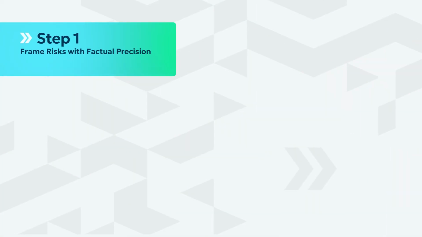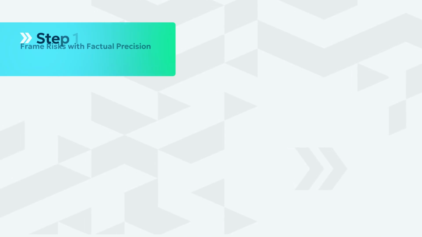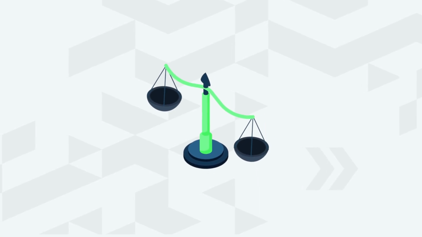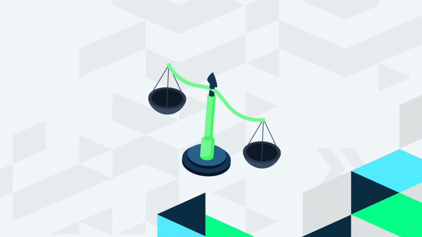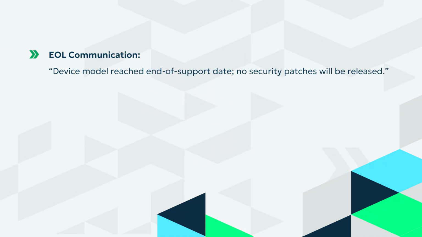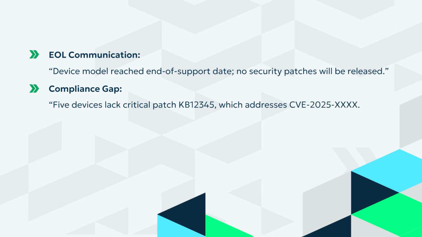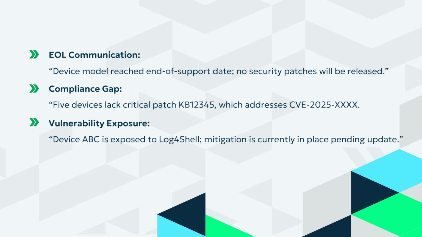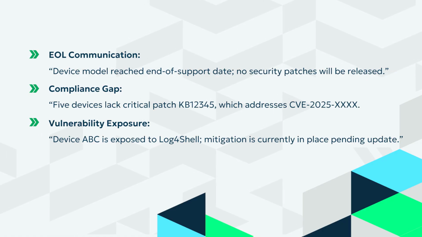How MSPs can communicate device risk with clarity. Step 1. Frame risks with factual precision. The first principle of effectively communicating device risk is to use facts, not emotion. Avoid vague or alarmist language. Instead, rely on measurable data. Take these examples. Notice that they include specific dates, patch identifiers, CVE references, and clear device counts. In this regard, factual framing not only eliminates ambiguity, it also builds trust and reinforces accountability between MSPs and IT leaders.